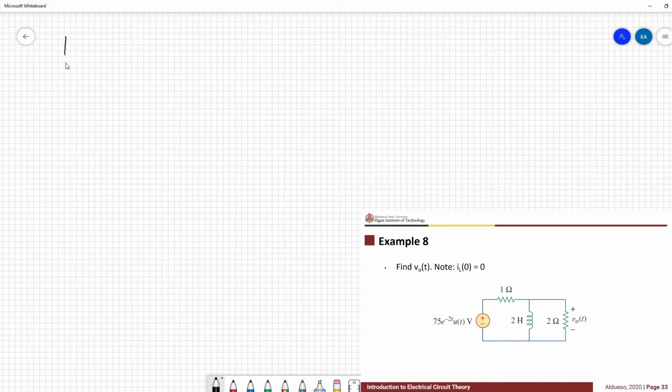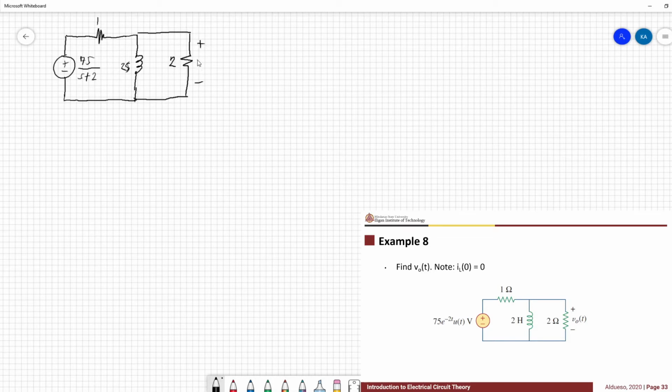So we have a voltage source, the value of 25 over S plus 2. We have a resistor, an inductor, 2S, and this is Vo.